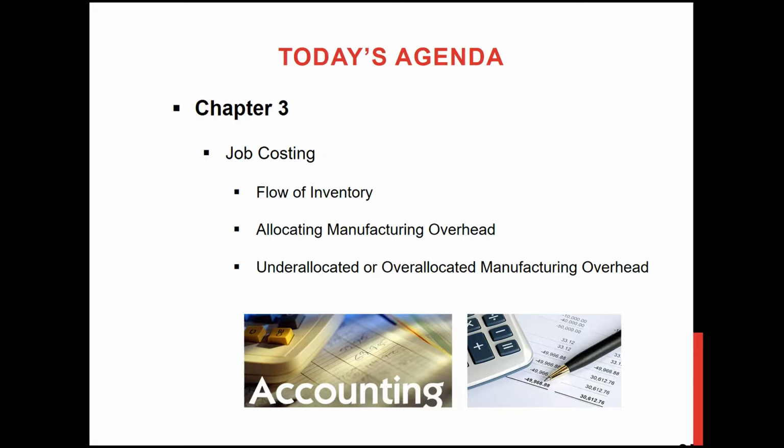Well, these three types of inventories are their raw material or direct material inventory, work in process inventory, and finished good inventory. So in this chapter, we will focus on job costing, but most of the manufacturers have two ways to record their costing. One is called process costing and another is called job costing.